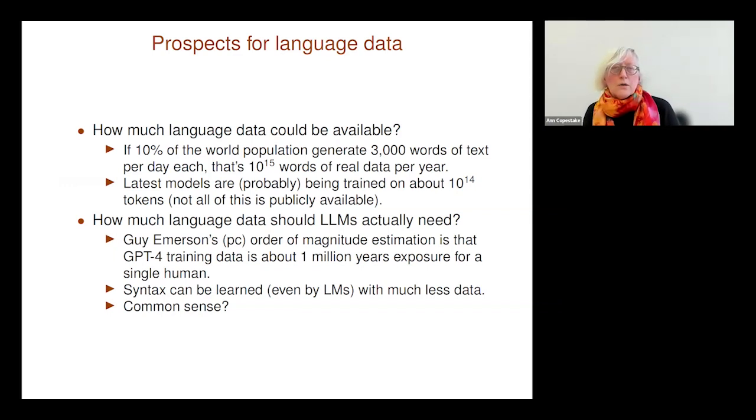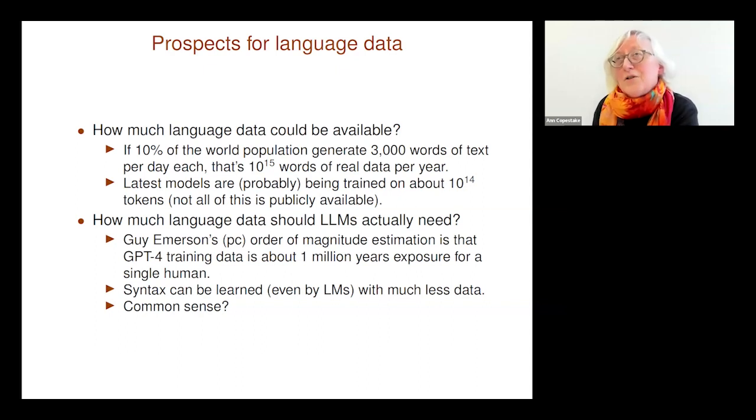So I think that this amount of language data is clearly going to be flattening off soon. And of course, the Googles and Microsofts and so on of this world can start accessing data that's not publicly available, but there's a limit to that too. How much language data should LLMs actually need? Guy Emerson, my colleague, has got an order of magnitude estimation that the GPT-4 training data is about 1 million years of exposure for a single human.